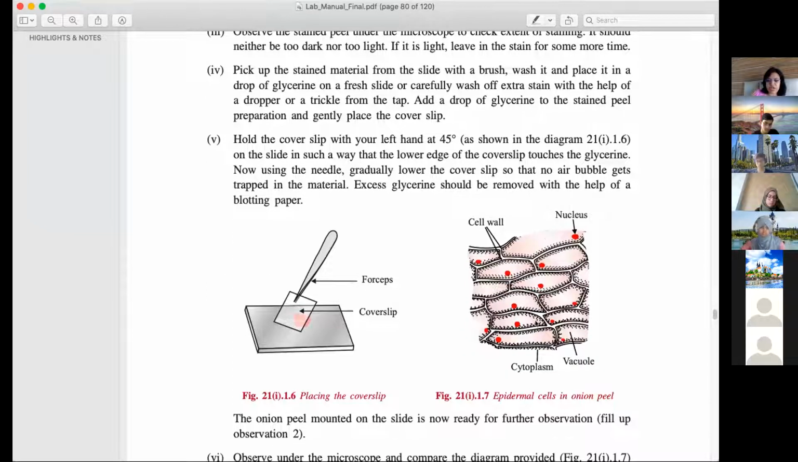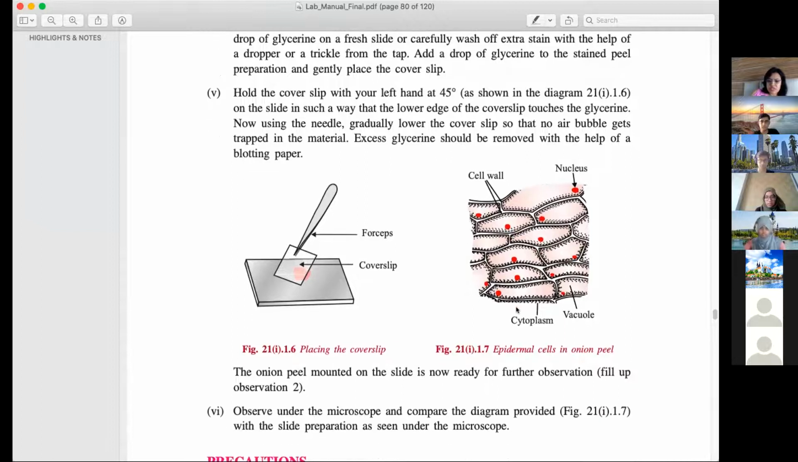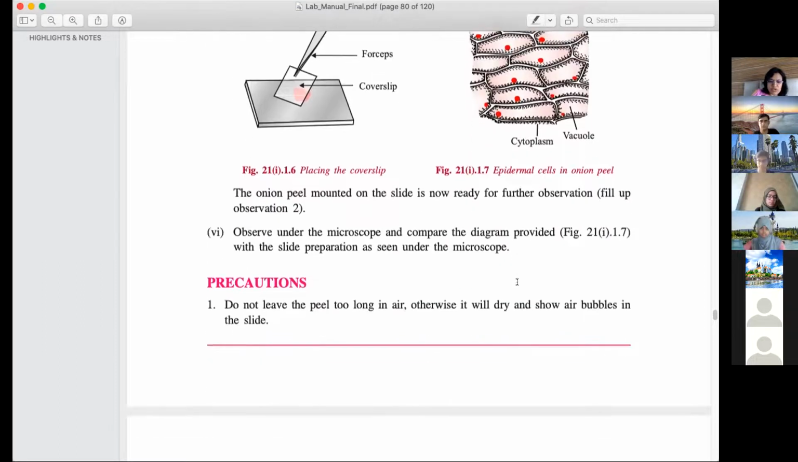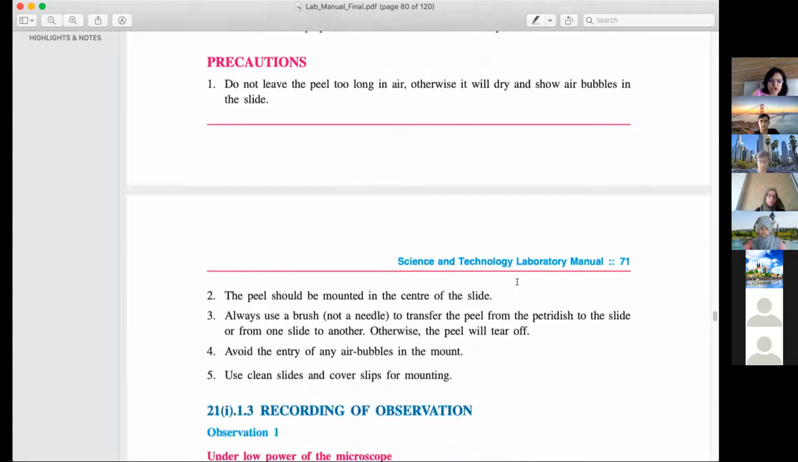This is important. Now this, if you have the theory of the red cell, you know what it is. Do you know what this red color is? It is the nucleus. It is shown also. See, nucleus is written, cell wall is there, and cytoplasm. So in observation, now you will write the observation.